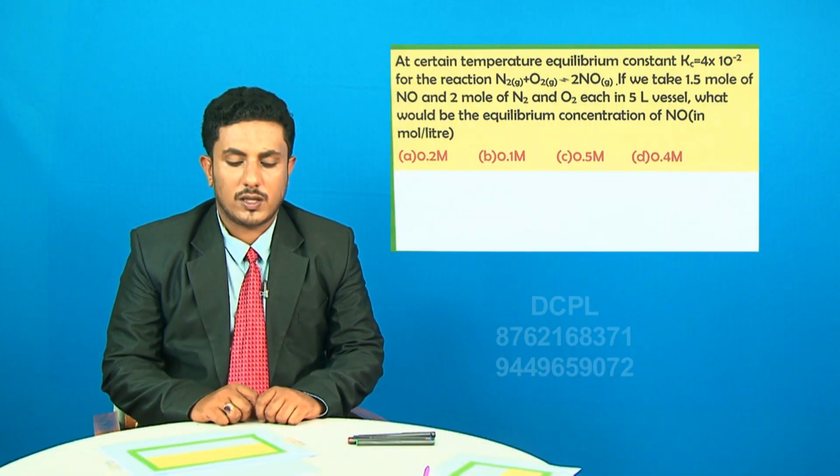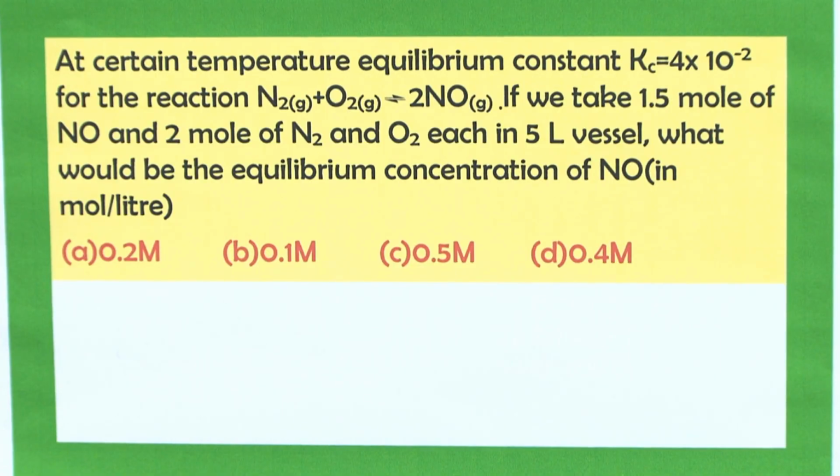So students, the next question is: at a certain temperature, equilibrium constant Kc is equal to 4 into 10 to the power minus 2 for a reaction N2 plus O2 in equilibrium with 2 NO. If we take 1.5 mole of NO and 2 mole of N2 and O2 each in a 5 liter vessel, what would be the equilibrium concentration of NO? Now guys, they have given us the value of Kc, the moles of N2, O2 and NO, and they have asked us to calculate the concentration of NO at equilibrium. To solve this problem, first we need to predict whether the reaction is occurring in a forward direction or in a backward direction.